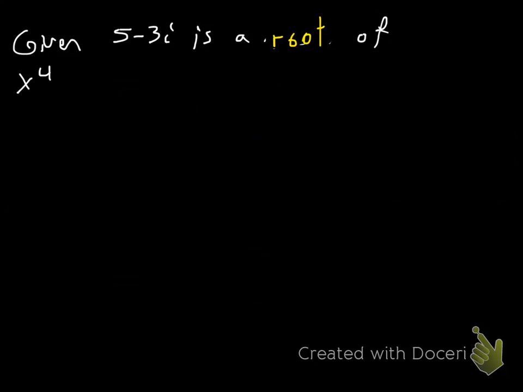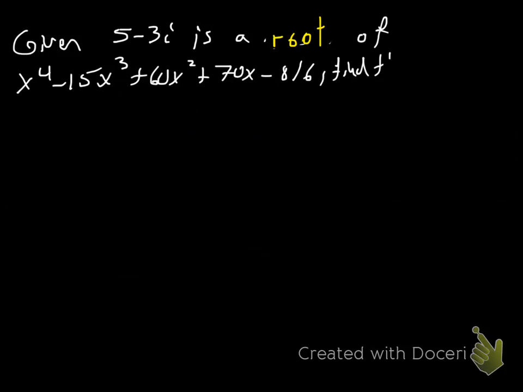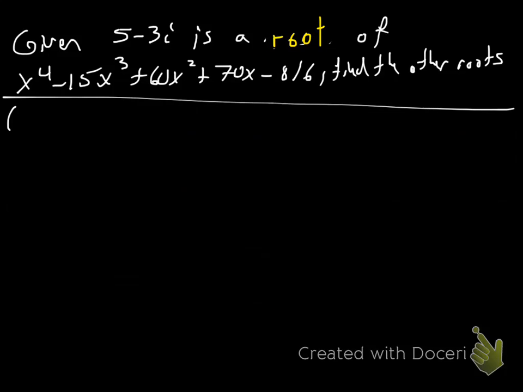So given 5 minus 3i is a root of this awful-looking polynomial. It looks like it's actually not going to be too bad, it just looks horrible. I want to find the rest of the roots. Because complex roots come in conjugate pairs, 5 minus 3i is a root, so 5 plus 3i is a root. So here's the 5 minus 3i, and here's the 5 plus 3i.